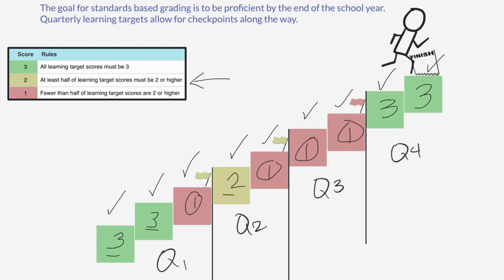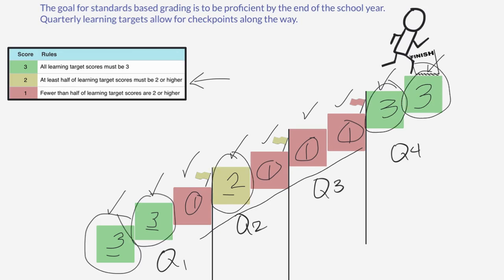In this case, because the student did not master these 5 learning targets, the student cannot earn a 3 on the report card. The student will, however, earn a 2 because you can see 5 of the 9, so at least half of the learning targets are at a 2 or higher. So in this case, the student will receive a 2 on the report card.